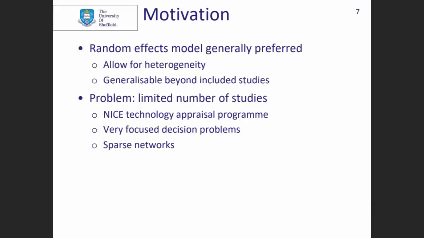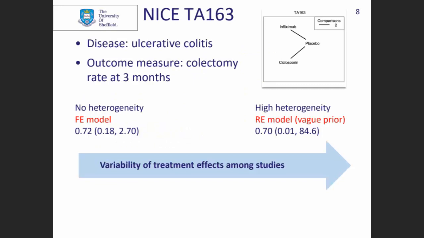Often this leads to a very sparse network, and there's a problem with using a random effects model with vague priors in the case of sparse networks. So I'm going to use a previous NICE technology appraisal to demonstrate the problem. This is NICE TA163. It was an assessment of the clinical and cost effectiveness of infliximab for treating ulcerative colitis in adults. One of the outcomes of interest was colectomy rate at 3 months.